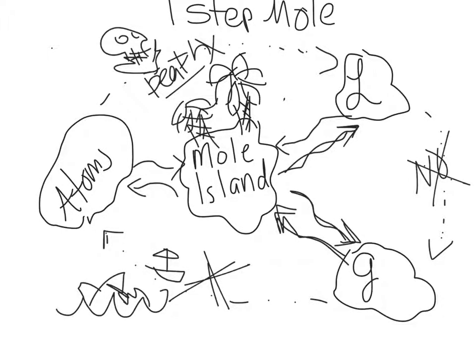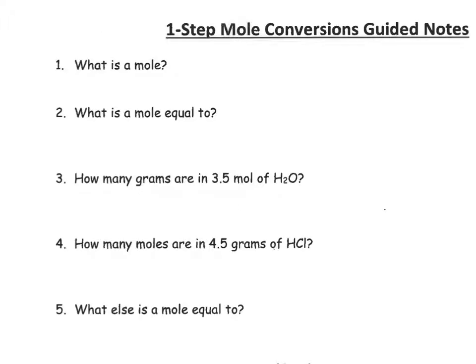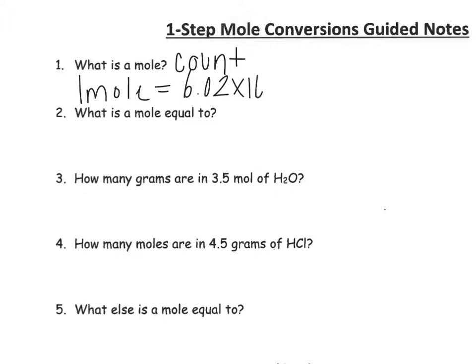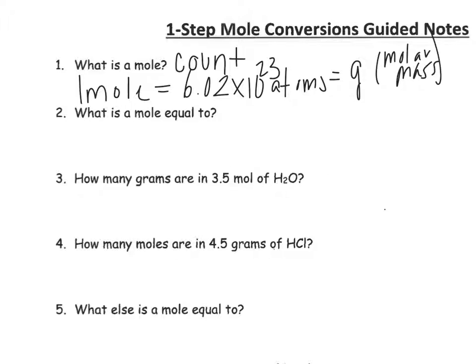Okay, what are we talking about here? We are talking about one-step mole conversion. What is a mole? Well, you now know that it is a count. 1 mole is equal to 6.02 times 10 to the 23rd atoms. It's also equal to grams, which is the molar mass, and that number we get off the periodic table.